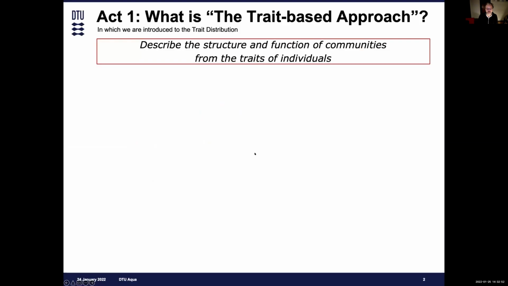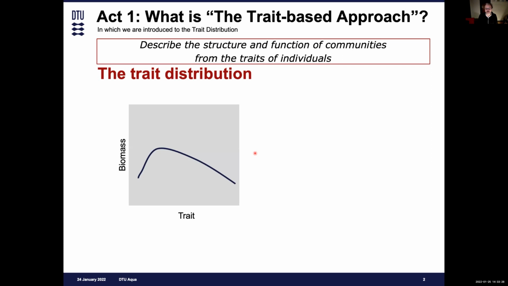And there we go. So the first one here is, what is a trait-based approach, at least in my mind? If I should try to put it in one sentence, for me, it's about trying to describe the structure and function of an entire community. That's a lot of what we do in ecology, but here I want to do it from a small set of traits of individual organisms. And the way to describe the structure and function of a community is really with the trait distribution. And for me, that is the key in what we want to do.